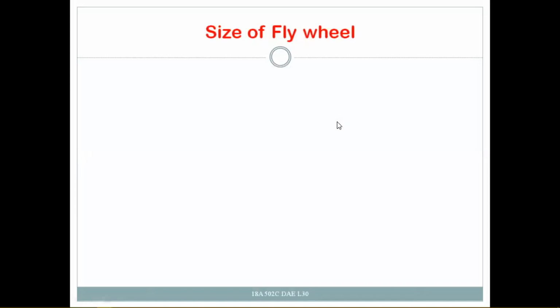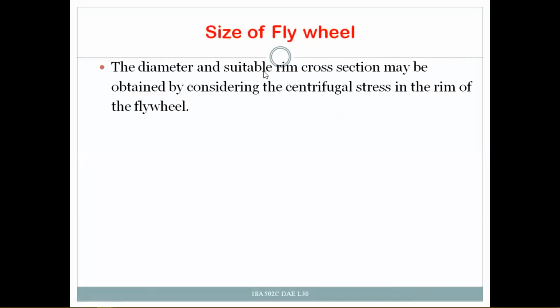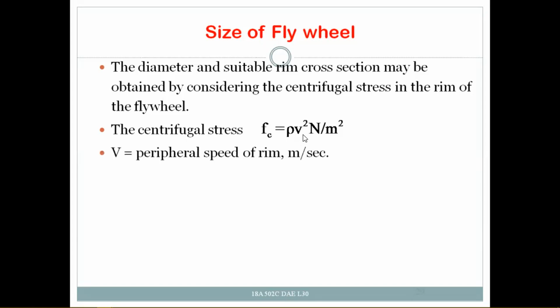So the size of the flywheel, first of all, the diameter and suitable rim cross section may be obtained by considering the centrifugal stress in the rim of the flywheel. That is, the centrifugal stress Fc is equal to rho v square, Newton per millimeter square, where v is the peripheral speed of the rim in meters per second, whereas rho is the density of rim material in kg per meter cube.